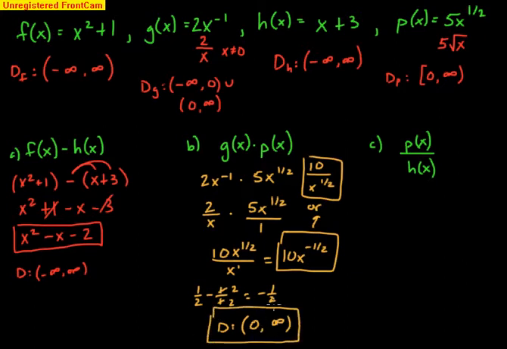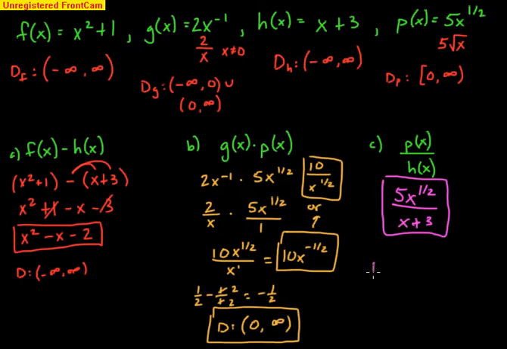From 0 to infinity, and you cannot be 0 because of where the x goes to the bottom. Okay, that's a difficult one, so I'm glad we changed that one. Okay, and then the last one over here, p of x over h of x. So p of x is 5x to the 1/2 over h of x, which is x plus 3. And you might think that there's something to do, but there's nothing to do here. This is done.